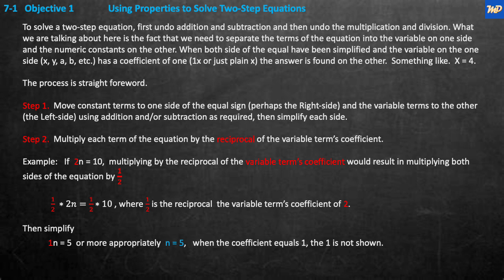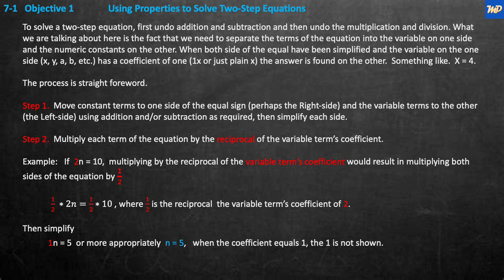First, move the constant terms to one side of the equation, or the equal sign, perhaps to the right side, and the variable terms to the other side, in this case the left-hand side, by using addition and/or subtraction as required. Then simplify each side. Do the addition and subtraction to reduce it to one term on each side. Then multiply each term of the equation by the reciprocal of the variable term's coefficient.